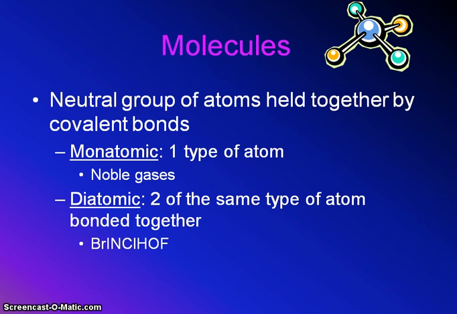So there's a little saying that helps you remember which elements are diatomic. It is Brinkelhoff. Br is bromine, I is iodine, N is nitrogen, Cl is chlorine, H is hydrogen, O is oxygen, and F is fluorine. So anytime that you see one of those elements, it really is appearing in twos. So hydrogen plus oxygen giving us water. Really, when we say hydrogen, we mean H2. And when we say oxygen, we mean O2. Okay, those are diatomic molecules.